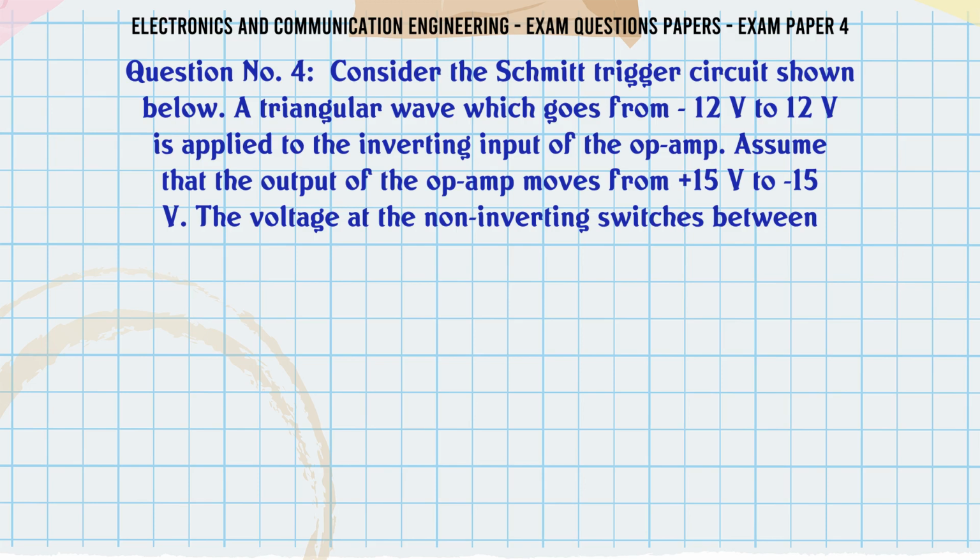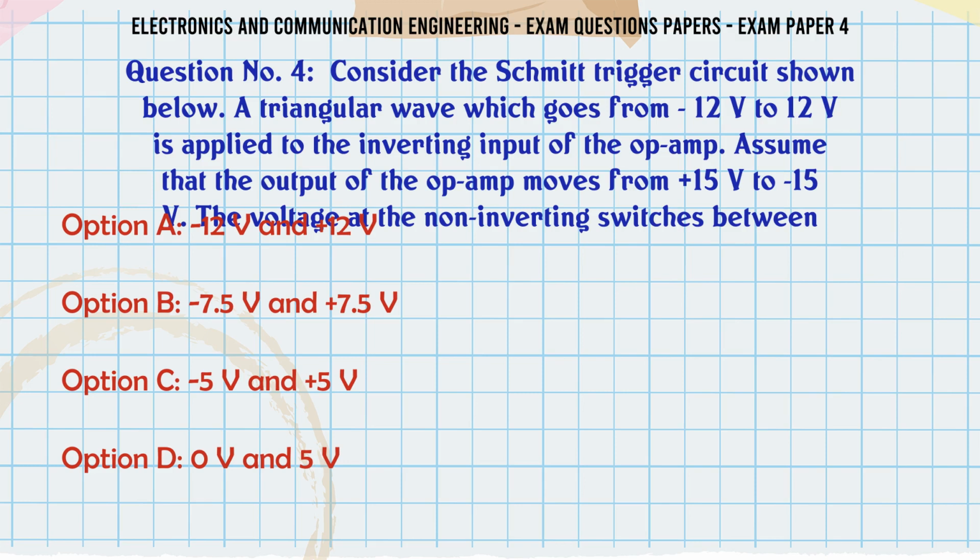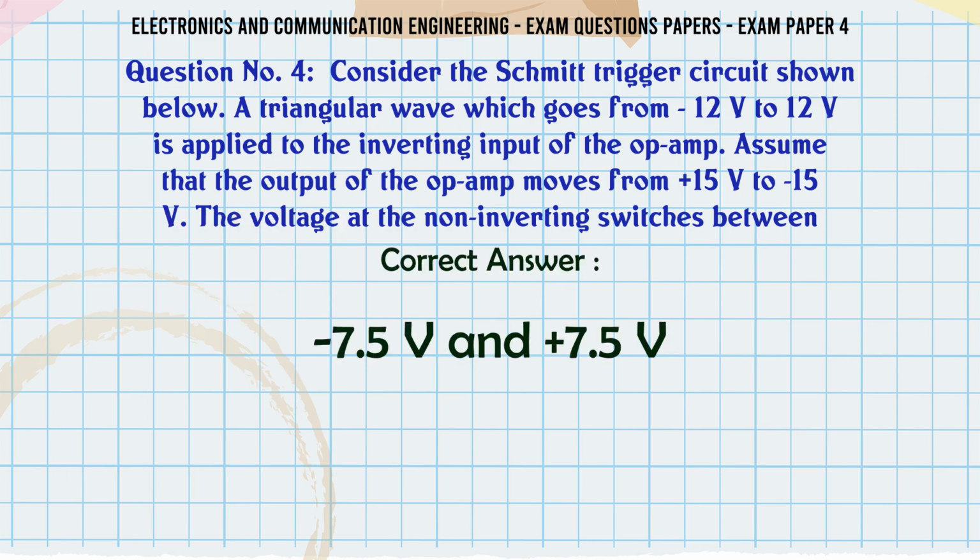Consider the Schmitt trigger circuit shown below. A triangular wave which goes from -12V to 12V is applied to the inverting input of the op-amp. Assume that the output of the op-amp moves from -15V to 15V. The voltage at the non-inverting input switches between A. -12V and 12V, B. -7.5V and 7.5V, C. -5V and 5V, D. 0V and 5V. The correct answer is -7.5V and 7.5V.